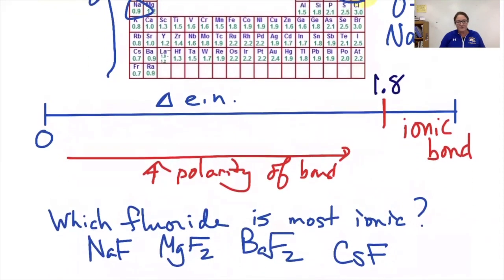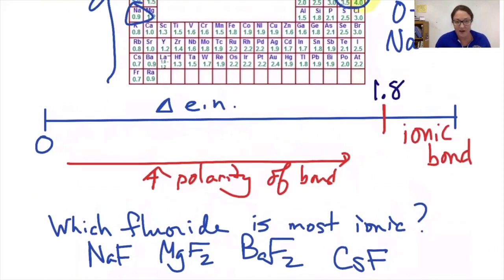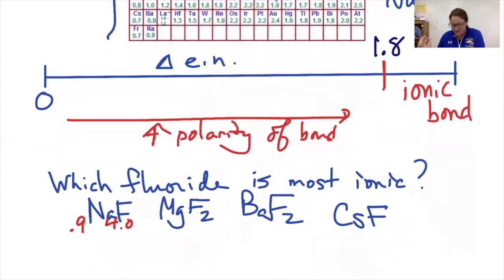So for example, this question here: which fluoride is most ionic? Sodium fluoride, magnesium fluoride, barium fluoride, cesium fluoride. There are two ways I can solve this problem. The first one is to compare electronegativity values. Sodium is 0.9 and fluorine is 4.0. That gives me a difference in electronegativity of 3.1.